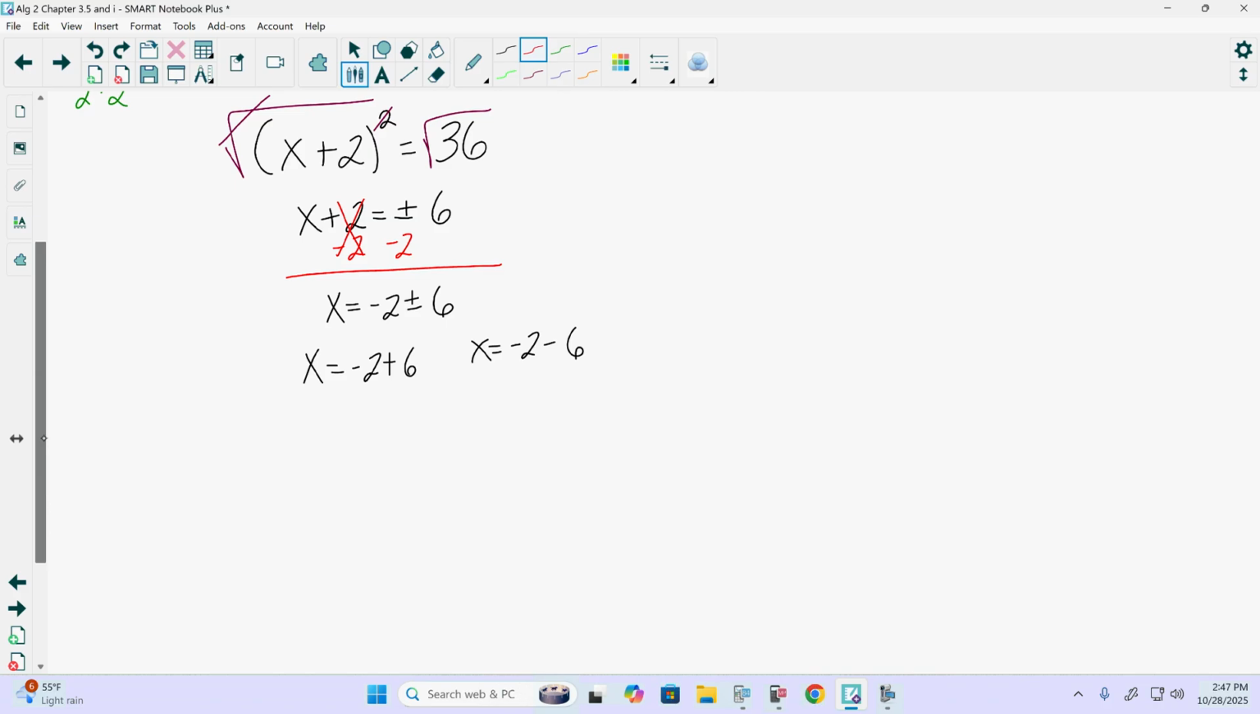Negative 2 and 6 are like terms, because if it had been, say, negative 2 plus or minus the square root of 6, we're done, because the square root of 6 and negative 2 aren't like terms. We can't add, we can't subtract. But with negative 2 plus or minus 6, we can simplify that. Negative 2 plus 6 is 4. Negative 2 minus 6 is negative 8.